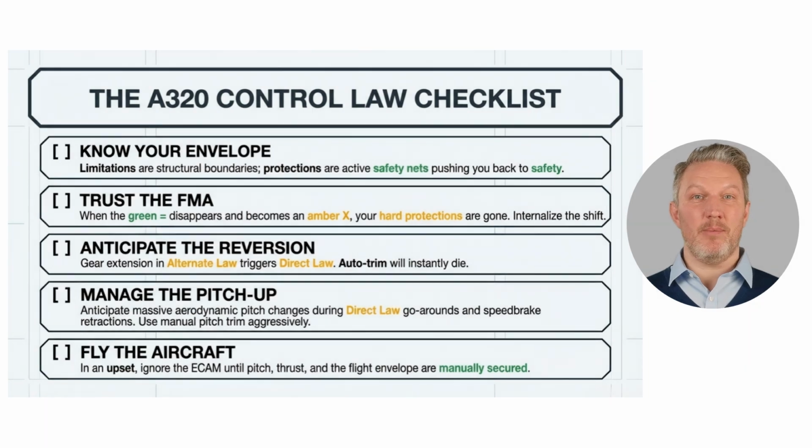To summarize our briefing, know your envelope and the difference between protections and limitations. Trust the FMA. When the green equal signs vanish, your safety nets are gone. Anticipate the gear-driven reversion to direct law and manage the resulting pitch changes aggressively. Above all, in an upset, ignore the ECAM until the flight path is manually secured. Fly the airplane.